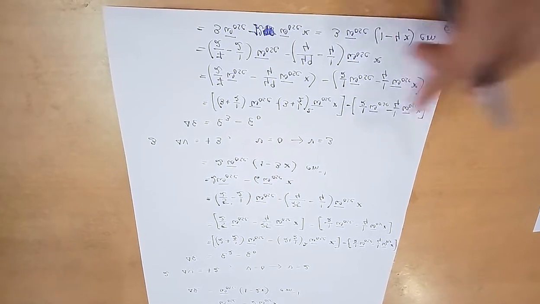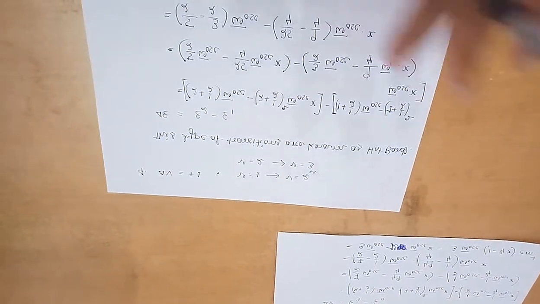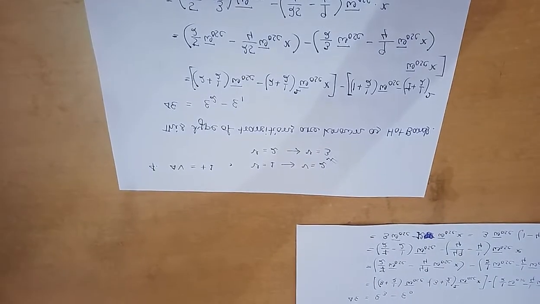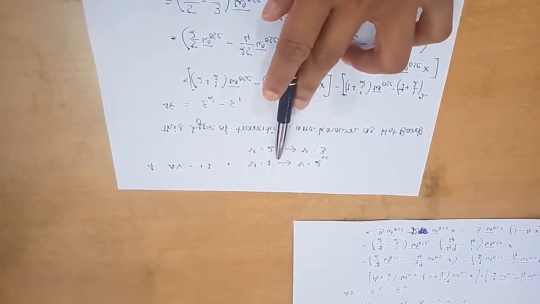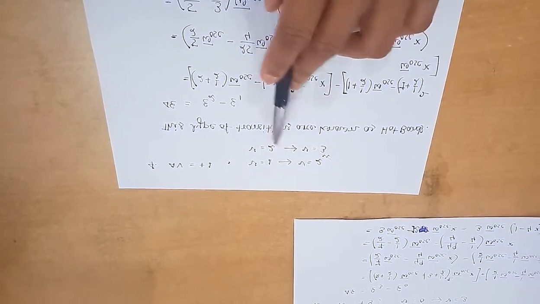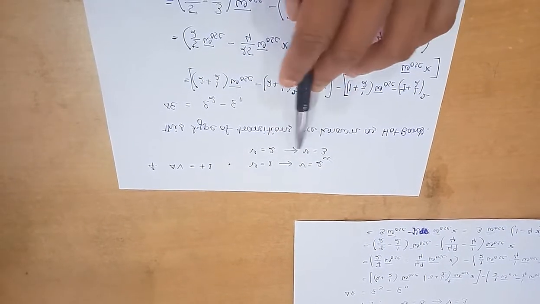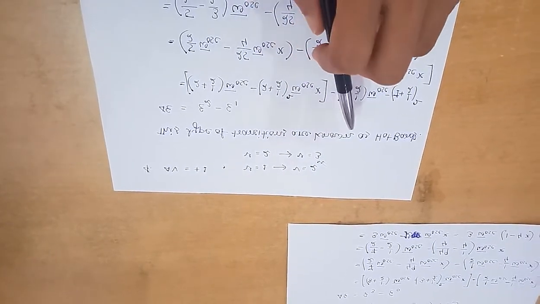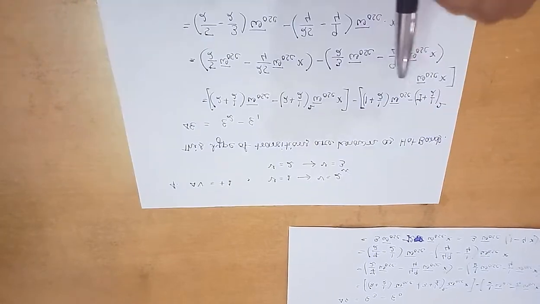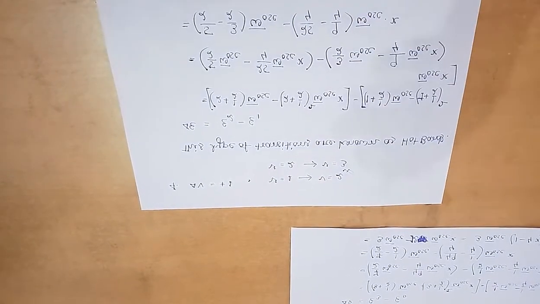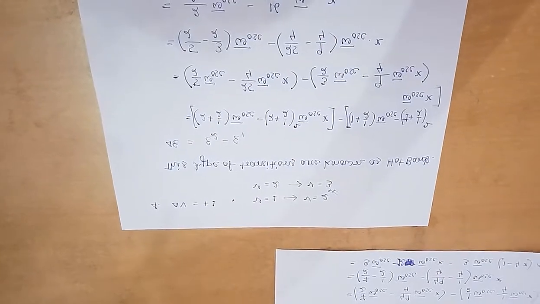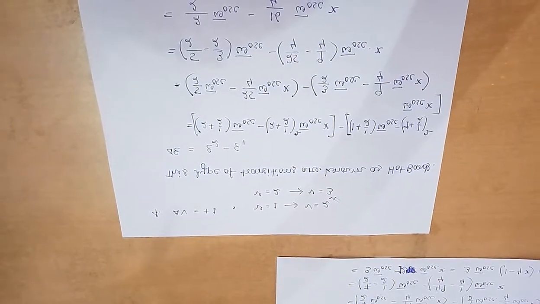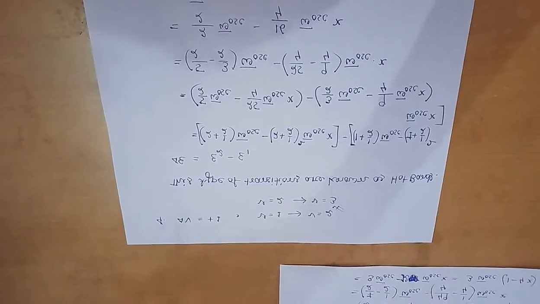Now the next transitions are those that take place from the higher levels. That means from level 1 to level 2 and level 2 to level 3. This type of transition is not taking place from the 0 level. So they are known as hot bands. The transitions that take place from the higher levels except the 0 level are known as the hot bands. So let's find out the energy difference for hot bands.